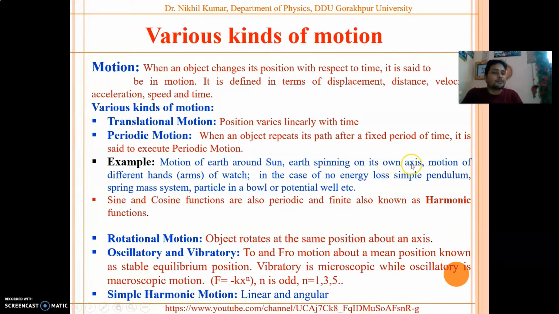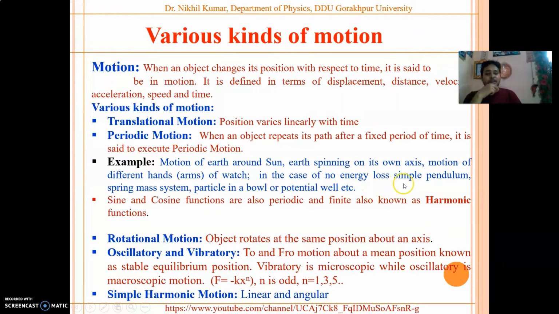Earth spinning on its own axis is also an example of periodic motion and the time period is 24 hours or 1 day. Motion of different hands of a watch is also periodic. तो घड़ी में जो सुइयां होती हैं उनका भी मोशन पीरियोडिक मोशन होता है. तो घंटे की सुई का मोशन पीरियोडिक मोशन है and the time period is 12 hours. मिनट की सुई का टाइम पीरियड 60 मिनट या 1 आवर. और similarly सेकंड की जो सुई है उसका टाइम पीरियड 60 सेकेंड या 1 मिनट होता है.